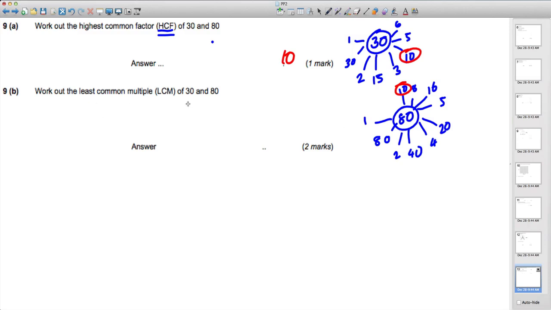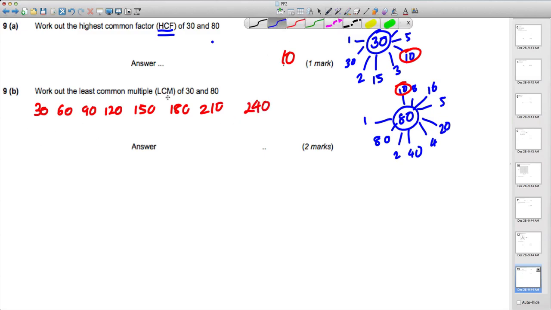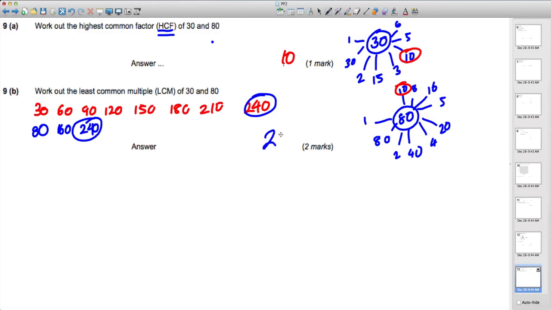And the least common multiple of 30 and 80, we'll just list out the multiples: 30, 60, 90, 120, 150, 180, 210, let's say 240. Let's just stop there for now. And the next one for 80, list out the multiples: 80, 160, 240. And you can clearly see 240 is the smallest number in both multiple lists.